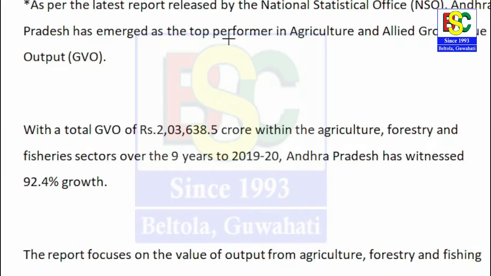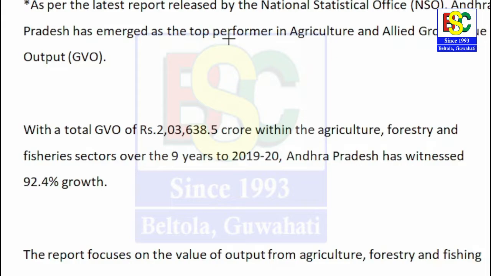As per the latest report of the National Statistical Office, which prepares various reports, Andhra Pradesh has become the top performer in agriculture and allied gross value output. The gross value output is this much crore rupees.